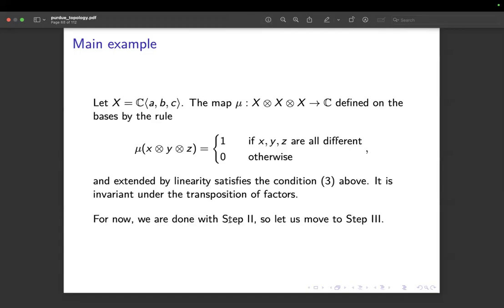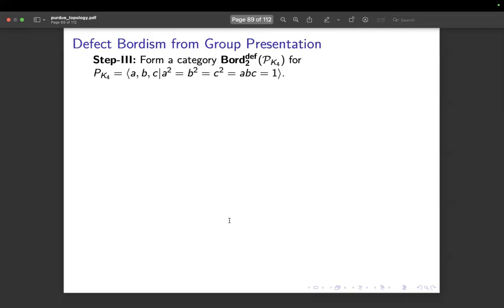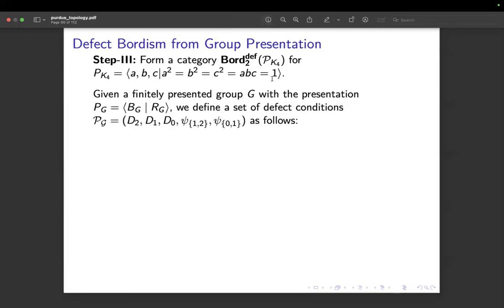So let's move to step 3, and that is more crucial. Now we are going to construct a category of bordism to diff P K4. That's what our goal is. And we work with a specific presentation of the Klein-Four Group. The idea is that given a finitely presented group G with the presentation B_G and R_G, we define a set of defect conditions as follows. You fix D2 as a singleton, but D2 doesn't have to be a singleton. It can be any G-set, but for my work, it's a singleton.